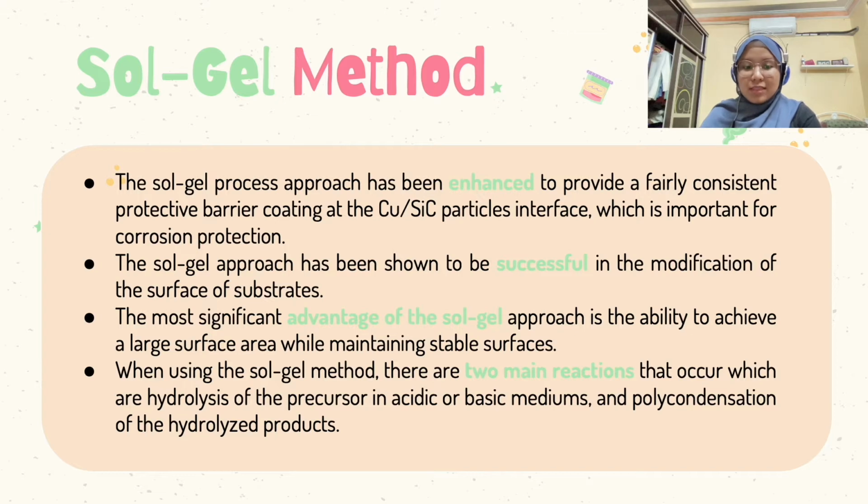The ability to achieve a large surface area while still maintaining a stable surface is the most significant advantage of the Sol Gel method. Materials produced by the Sol Gel method are characterized by their chemical and physical properties. So, it is very important to note that when we are using the Sol Gel method, there are two main reactions that will occur, which are hydrolysis of the precursor in acidic or basic medium and polycondensation of the hydrolyzed products.